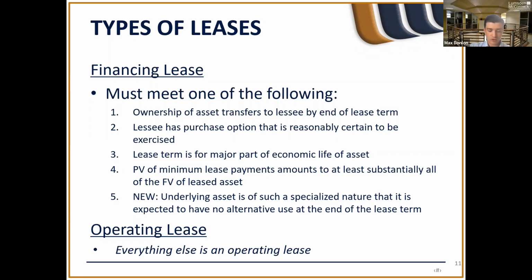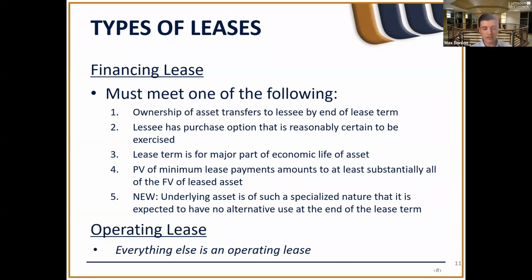Ownership of the asset is transferred to the lessee by the end of the lease term. The lessee has a purchase option that is reasonably certain to be exercised. The lease term is for a major part of the economic life of the asset. The bright line test under the capital lease previously was 75% of the economic life. The present value of minimum lease payments amounts to at least substantially all of the fair value of the leased asset. Previously, this was 90% of the fair value at the time of the lease, which was the associated bright line test with that.